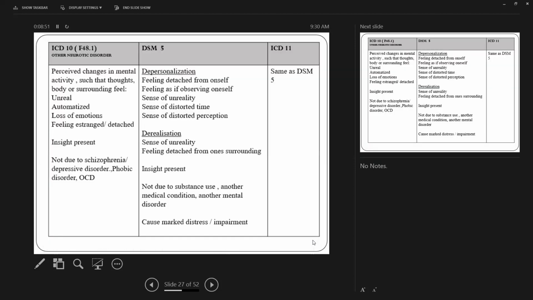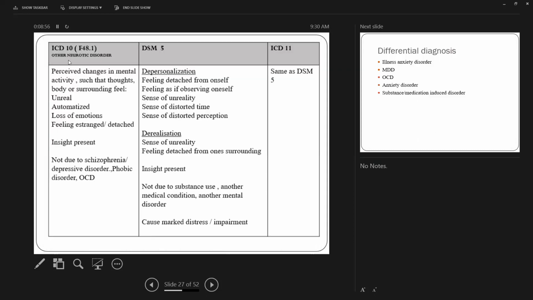Now, depersonalization derealization in ICD-10 is classified under other neurotic disorders, F48.1. It is a perceived change in mental activity such that thoughts, body, or surroundings feel unreal. It is automatized, with loss of emotions and feeling detached. In this, the insight is present and it should not be due to schizophrenia, depressive disorder, phobic disorder, or OCD.